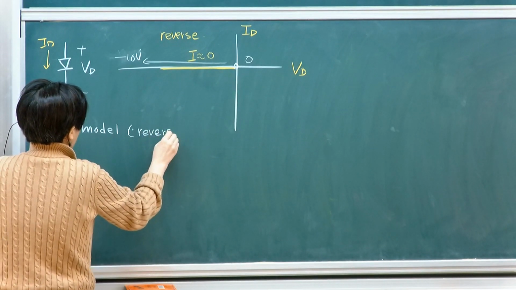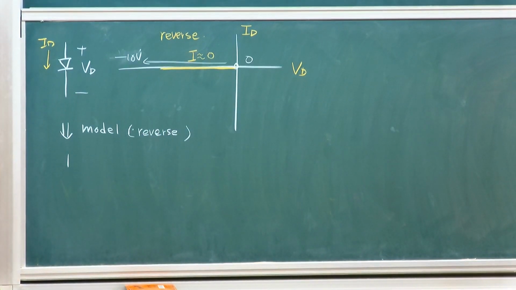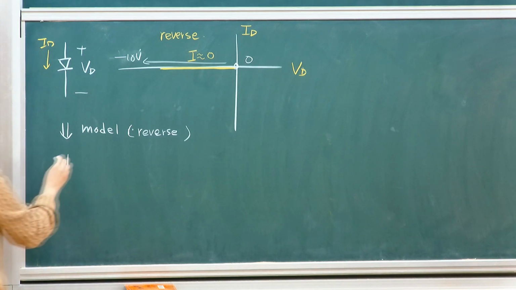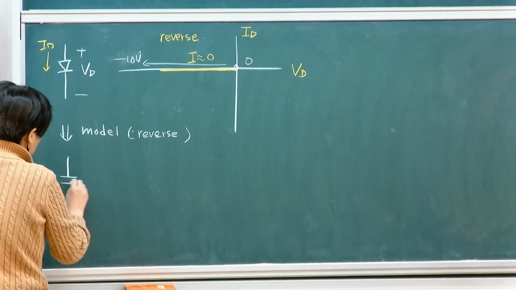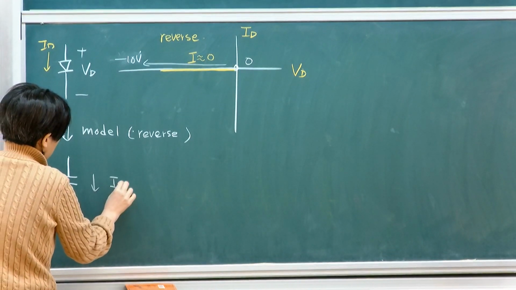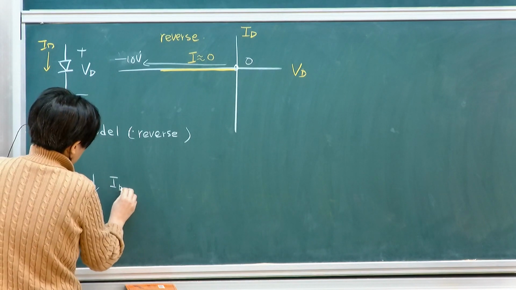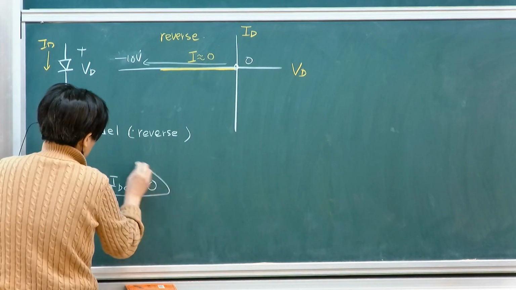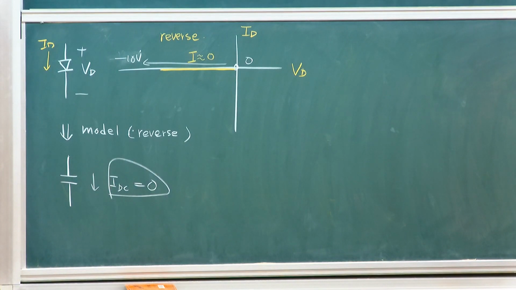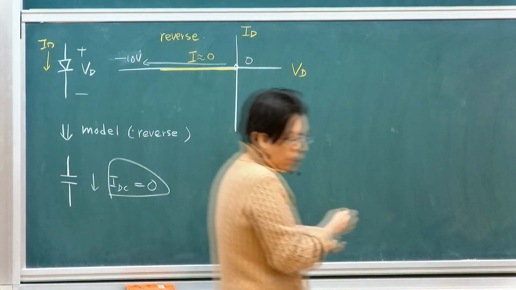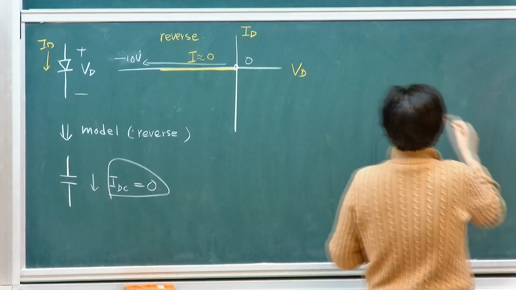During reverse operation, we typically want to model this device with another circuit element. It will actually look a lot more like a capacitor because it does not provide DC current flow. So I_D, I should say DC current, equals 0 for a capacitor. And why can we view this as a capacitor? If you think about the structure, you will have something like this.